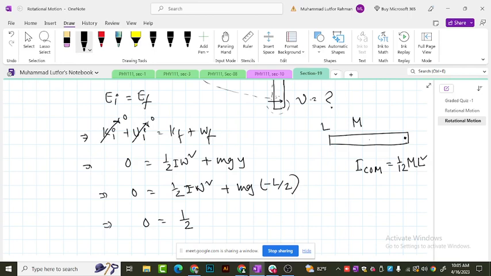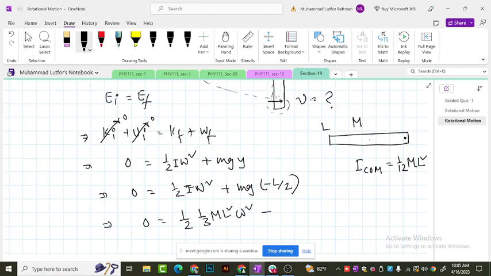Or how am I going to find that? This I will be 1 over 12 ml square. Should it be? So 1/3 ml square. Yeah, that's great, because this is rotating about one end. So then it should be 1/3 ml square, right? And omega square.